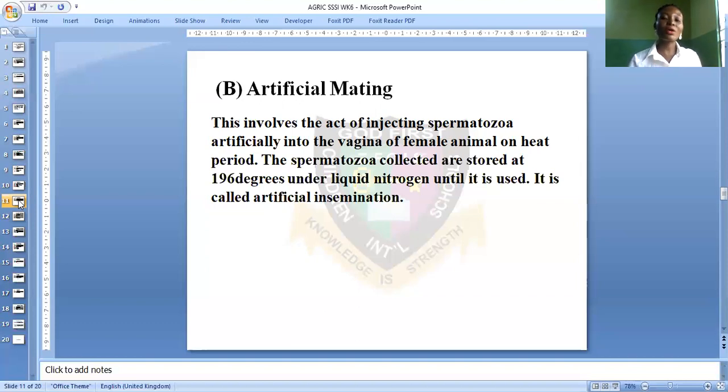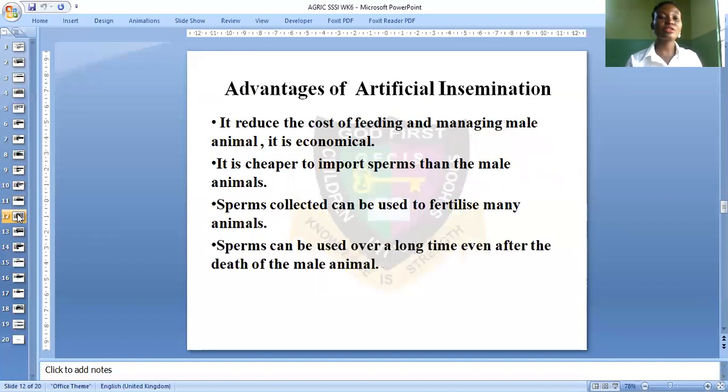The spermatozoa are collected and they are stored. They are stored inside what we call a sperm bank at minus 196 degrees under liquid nitrogen. Now, the liquid nitrogen is to ensure that the sperm stays alive, and also to ensure motility of the sperm, that is the movement of the sperm. Fine. Now, let's see the advantages of artificial insemination.